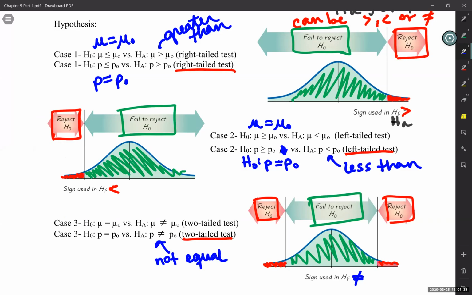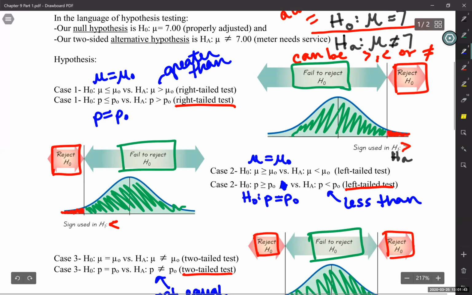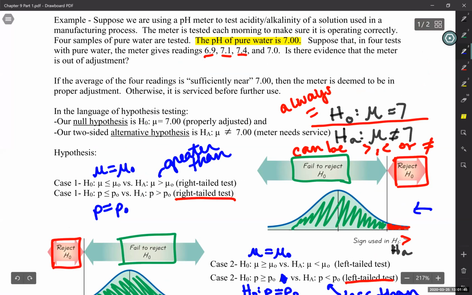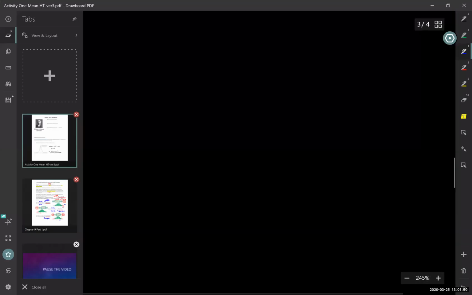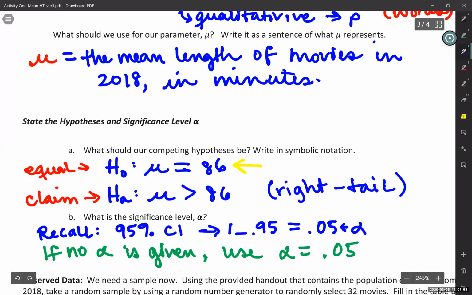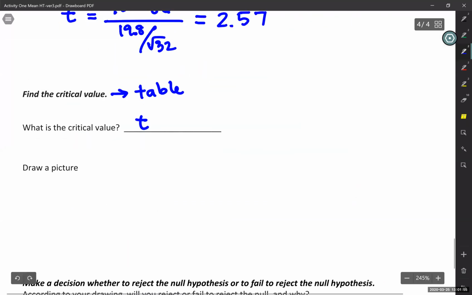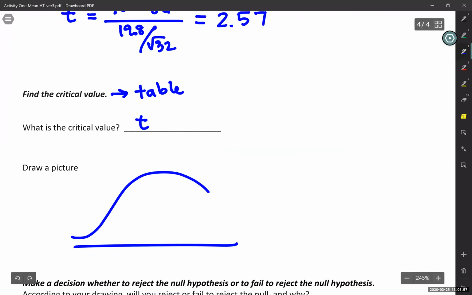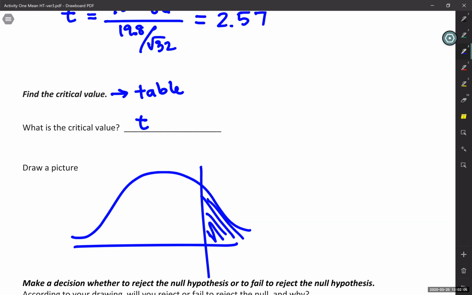So let's just stop here since we just did this the other day. We are at a right tail test because it was greater than. So I'm going to draw a picture just like this on my paper. And so here I have, it is right tail. And we decided from our table that T equals 1.697.